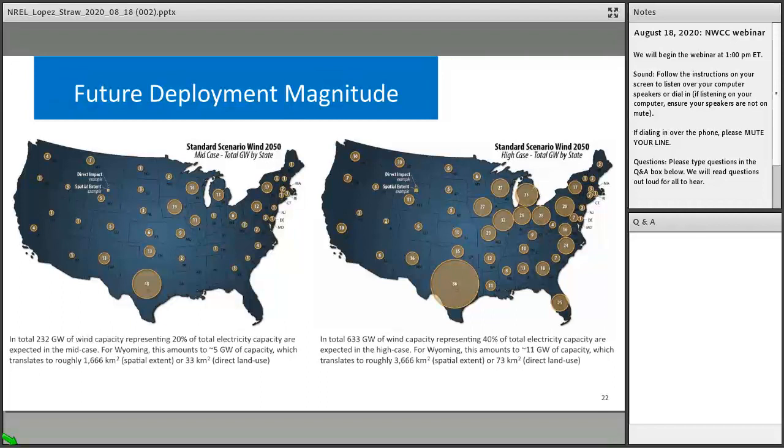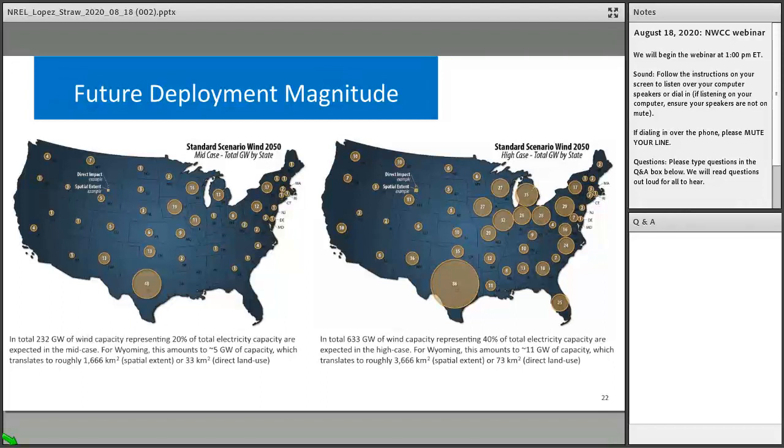And this translates, with a back-of-the-envelope calculation, to about 1,600 square kilometers of spatial extent, or 33 square kilometers of direct land use. On the right-hand side, we have a high renewables case, in which we see 633 gigawatts of wind capacity, representing 40% of the total electricity capacity in the United States. For Wyoming, this amounts to about 11 gigawatts of capacity, and again, another back-of-the-envelope calculation shows about 3,600 square kilometers for the spatial extent and 73 square kilometers for direct land use.